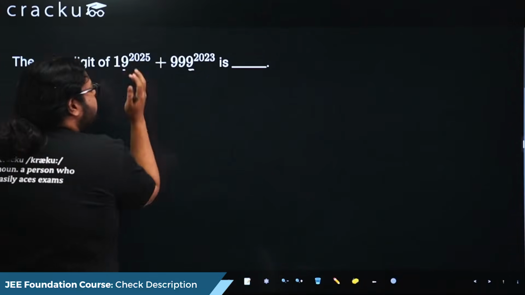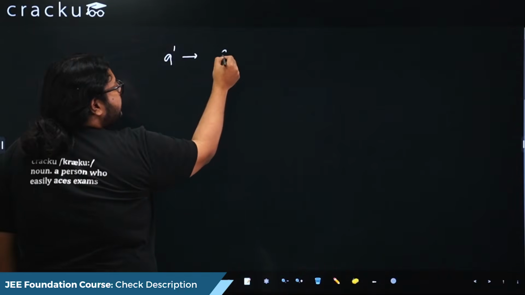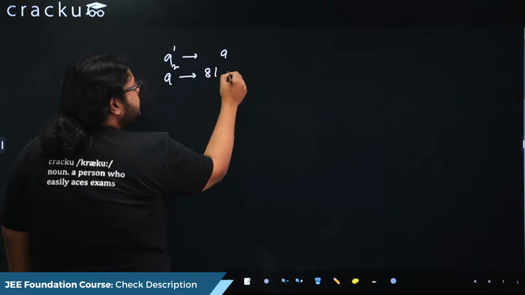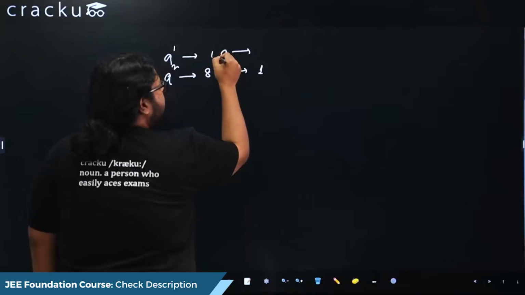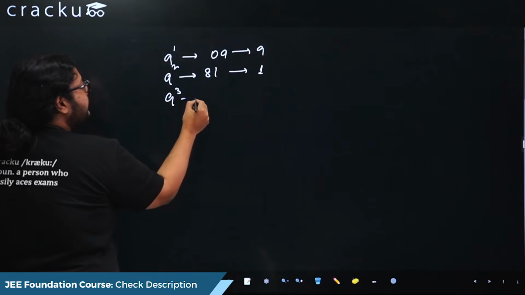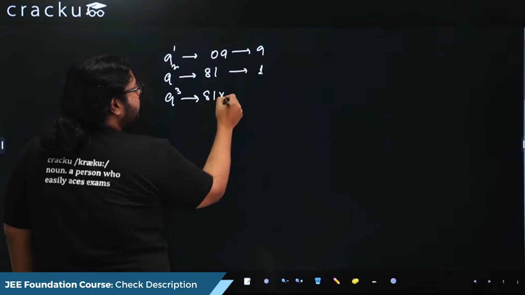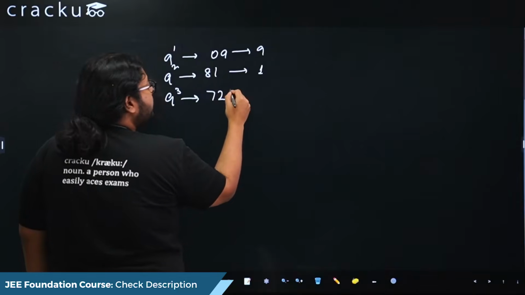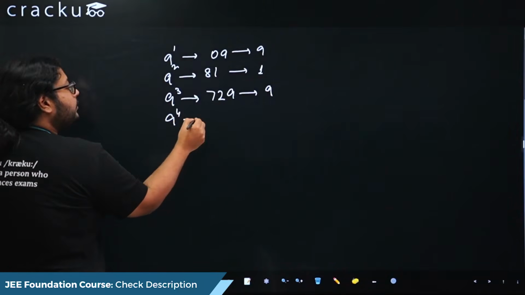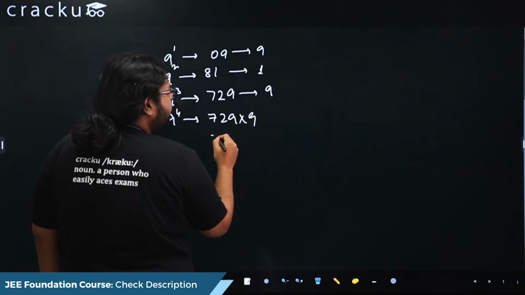What I mean is, because 9 is the units digit here, 9 to the power 1 gives me 9. 9 to the power 2 is 81. So what is the units digit? 1. Here the units digit is 9. In 81 the units digit is 1. 9 cube is 81 into 9, which is 729. So what is the units digit? Again 9.